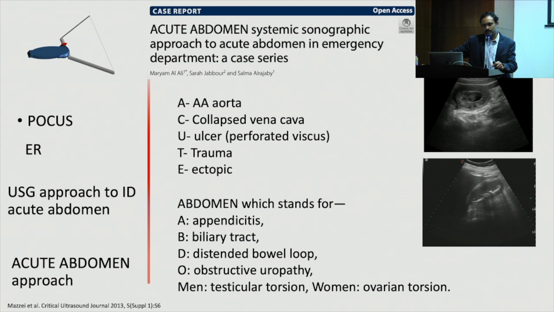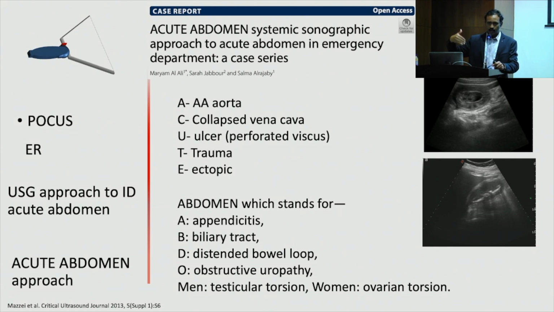In abdomen: appendicitis, biliary tract, distended bowel loop, and obstructive uropathy. And M is for testicular in men, and in women you should look for ovarian torsion. So maybe you can go through one by one and keep assessing the patient by ultrasound. If you want to use only ultrasound, maybe this is the way.